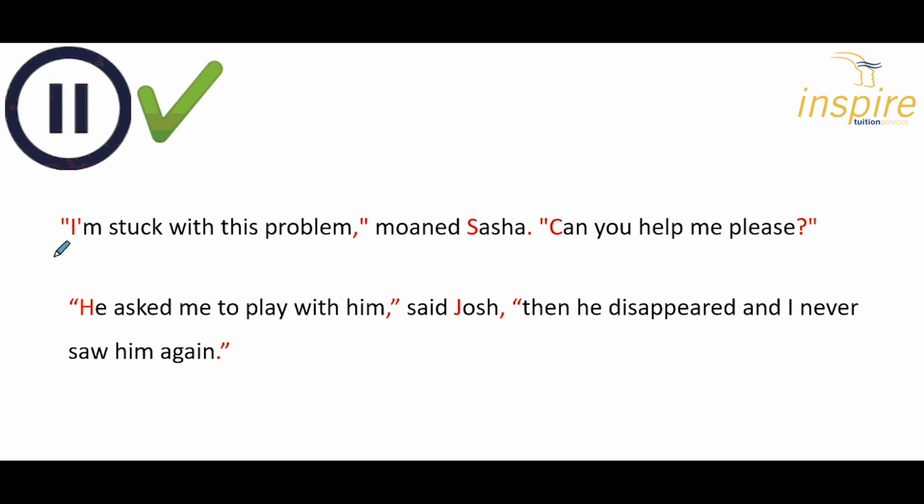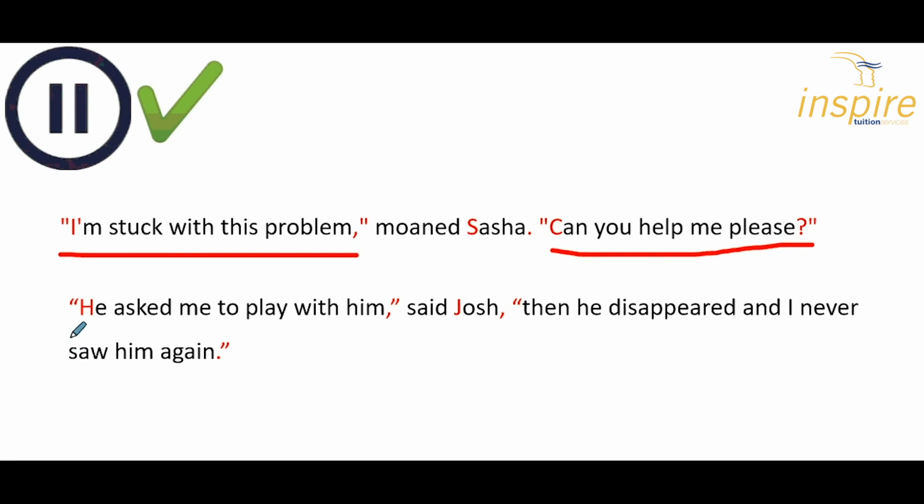So you should have: "I'm stuck with this problem. Can you help me, please?" It's the direct speech with your inverted commas around it. Don't forget capital I. And did you remember the apostrophe in "I'm stuck with this problem," comma, moaned Sasha, because the reported clause comes after. These are two separate sentences. So after Sasha, you can have a full stop, followed by a capital letter. "Can you help me, please?" It's a question, so we need a question mark inside the inverted commas.